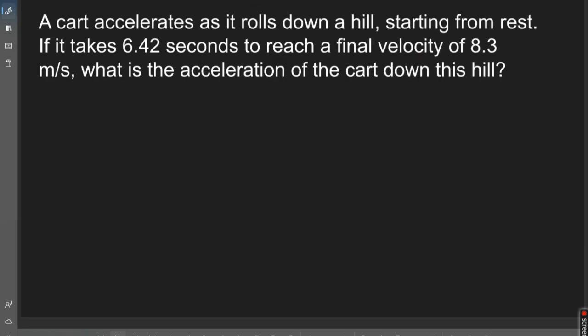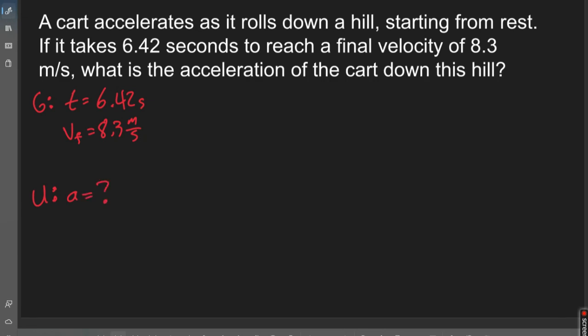All right. A cart accelerates as it rolls down a hill starting from rest. If it takes 6.42 seconds to reach a final velocity of 8.3 meters per second, what's its acceleration down the hill? All right, givens. Time, 6.42 seconds. Final velocity, V final equals 8.3 meters per second. Unknown, that's our acceleration.